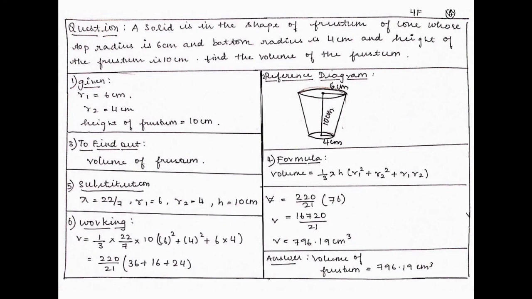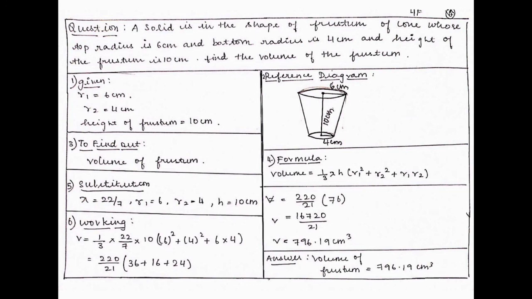So a solid is in the shape of a frustum of cone whose top radius is 6 centimeter and bottom radius is 4 centimeter and the height of the frustum is 10 centimeter. We have to find the volume of the frustum. So first we should write what are the given. So R1 is equal to 6 centimeter, R2 is equal to 4 centimeter and the height of the frustum is 10 centimeter. So I have drawn the reference diagram of this question.